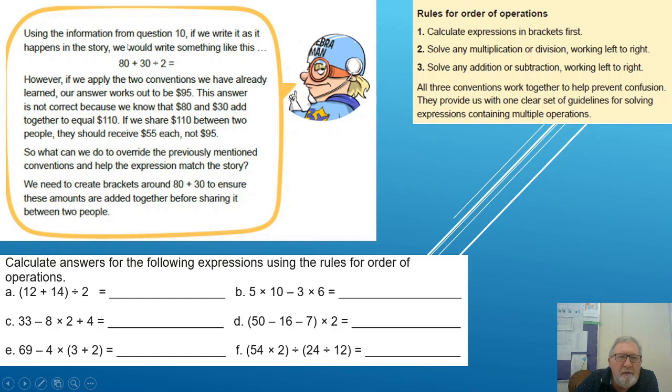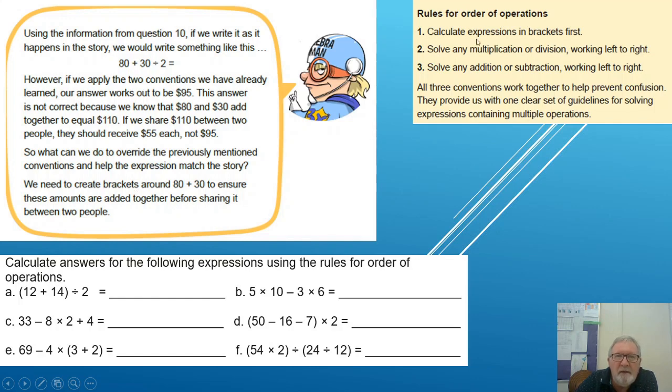So if we use the information from the previous question and we write a story something like this, if we didn't have the brackets, we'd end up with the wrong answer. So if we apply the 2 conventions we already learned earlier, we'd end up with 95. 30 divided by 2 is 15, 80 plus 15 would be 95, and obviously that answer is wrong. So we know it's incorrect. We need to end up with the answer of 55, not 95, and so we need to add the brackets in.